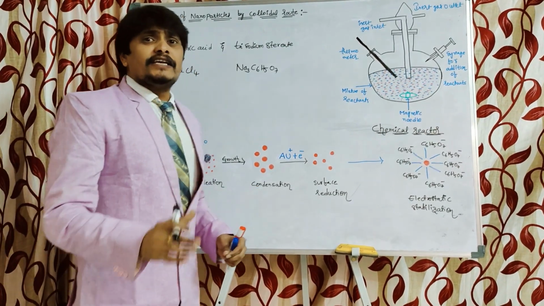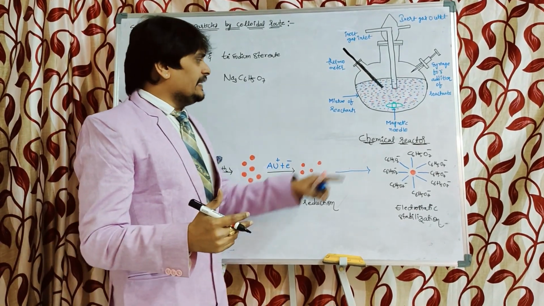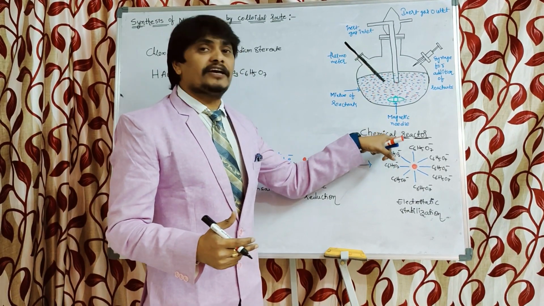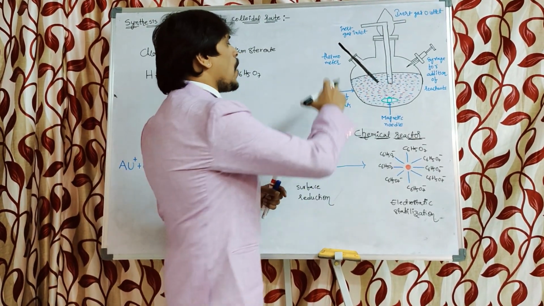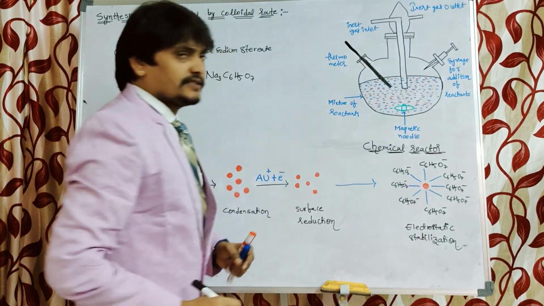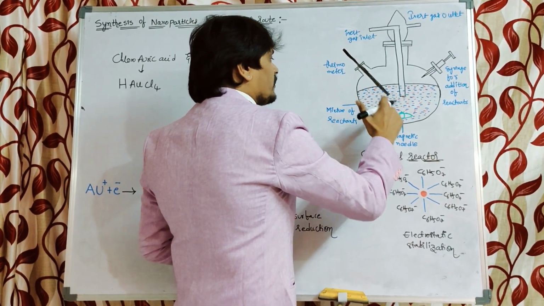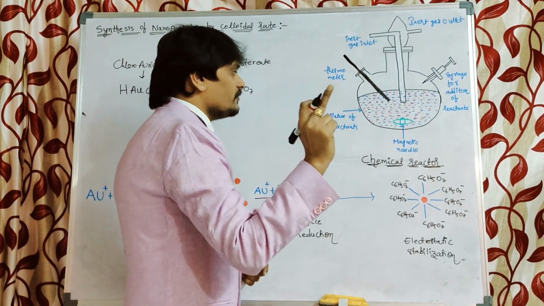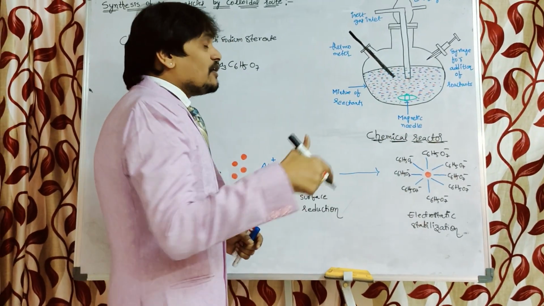Now, let us see how the procedure takes place. The procedure can be done in this chemical reactor, students. We have to take this round shaped chemical reactor and half fill it with water. The blue color represents the water, so the chemical reactor is half filled with water.